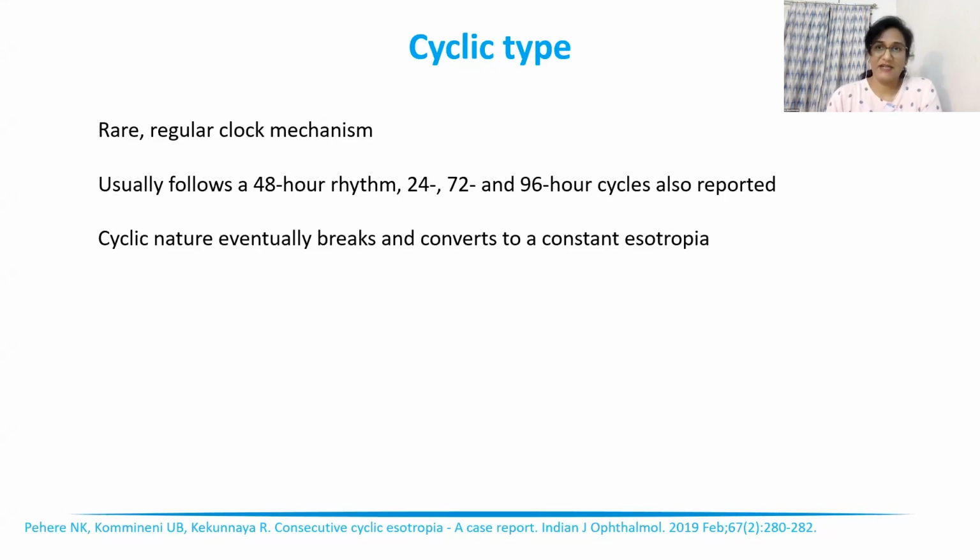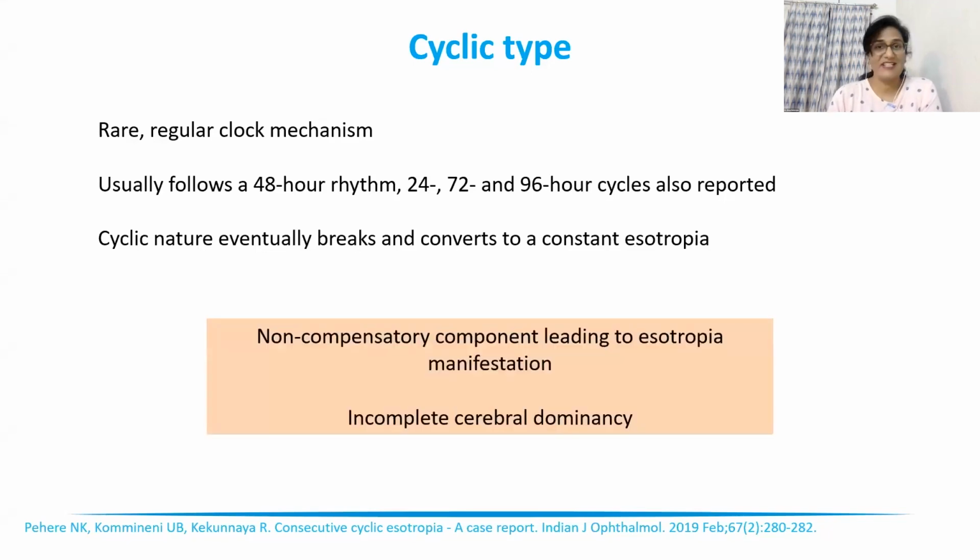Now, it's a very fascinating kind of a condition, but what has to be known here is that the pathogenesis is actually not very clear. It is thought that maybe there is a non-compensatory component that is leading to esotropia manifestation, or maybe there is an incomplete cerebral dominancy, but the exact pathogenesis is still not known about this rare entity.